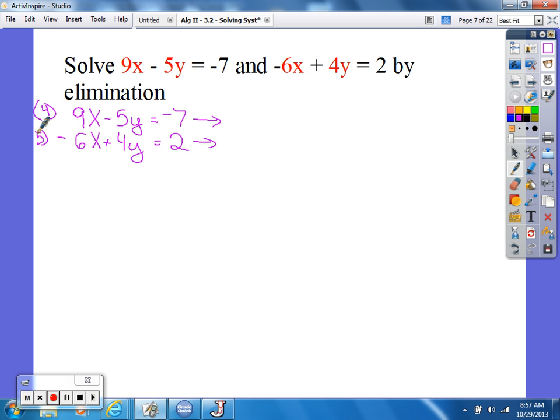Now make sure. If I multiply this by 4, I get negative 20. If I multiply this by 5, I get positive 20. Will they cancel? Yes. Sometimes you need to multiply one of them by a negative to make it cancel. Now, notice how I put the little arrows? I'm just going to write the new equations right over here. So 36x minus 20y equals negative 28. Negative 30x plus 20y is equal to 10.